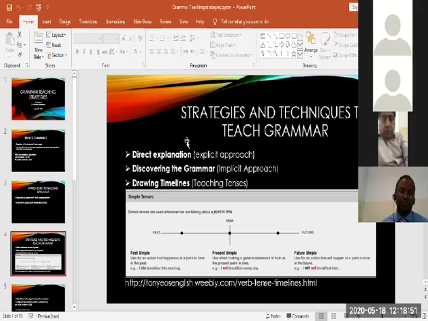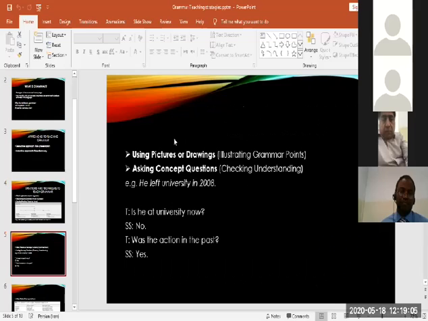We can put different spots on this line to show different tenses. Also, we can show continuous actions through wavy lines. So the next strategy is using pictures or drawings, which is very illustrative. For example, you can draw a picture of a person dreaming of a future ambition to introduce the verb to be going to. And this is a very good one, especially if you're a good painter like me.